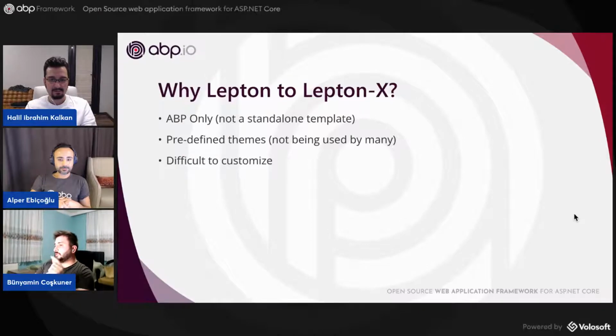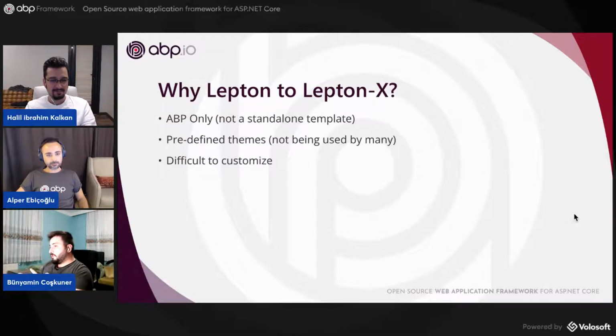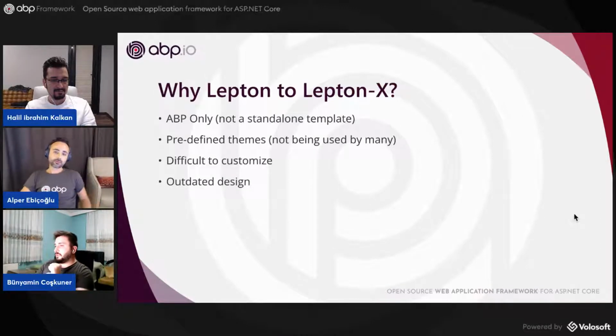But we know that it's hard to customize. We have seen so many questions in the support forum about how to overwrite Lepton, how to change colors, how to write CSS for it. And if you have the commercial license to be able to download the source code, you can use CSS files to overwrite Lepton, but it's still not that easy. And it's kind of outdated. So we want a fresh start with a fresh design, and we want to solve these problems.